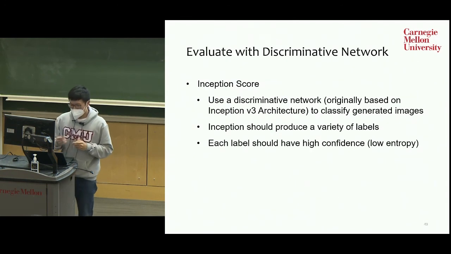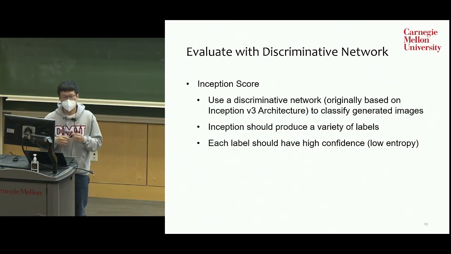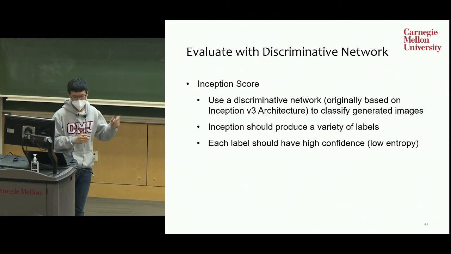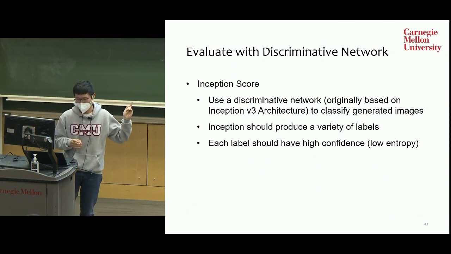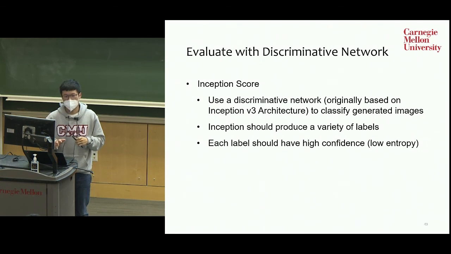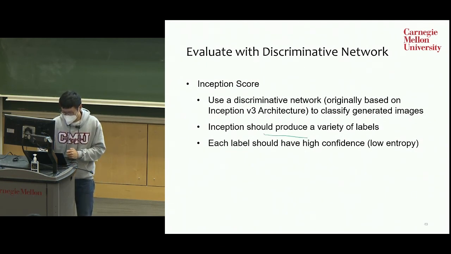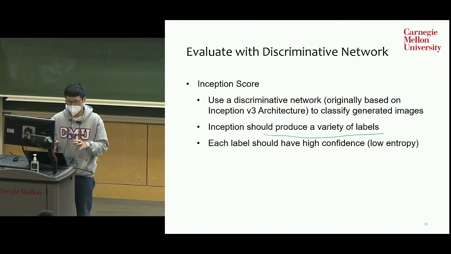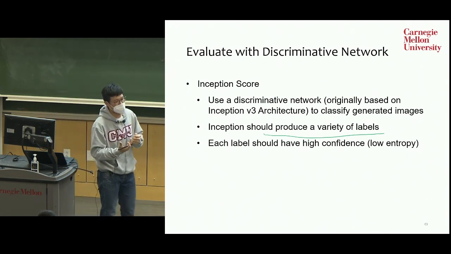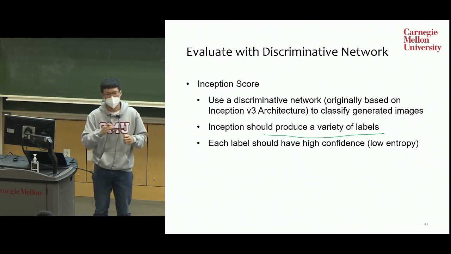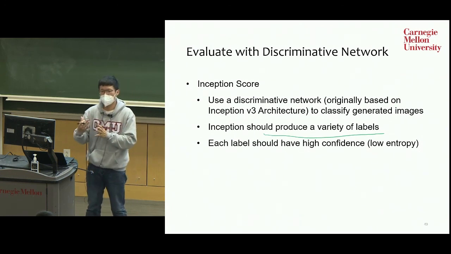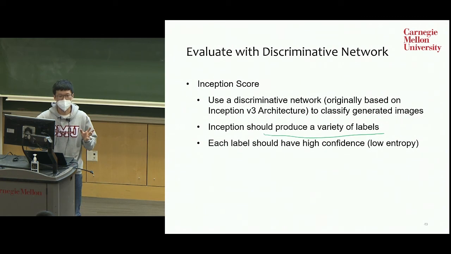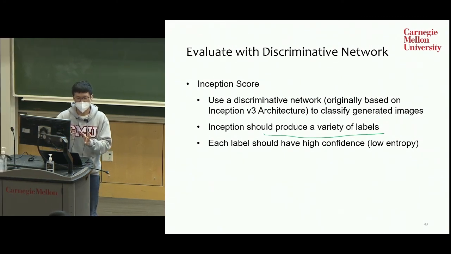Another choice would be to evaluate with a pre-trained discriminative network, for example, the concept of inception score. We can use the Inception V3 architecture to classify the generated images. As Manish has mentioned, the inception network should produce a variety of labels. This is because GANs have a common mode of failure called mode collapse, where a generator only generates one or a few kinds of data as opposed to the distribution of the entire test set.